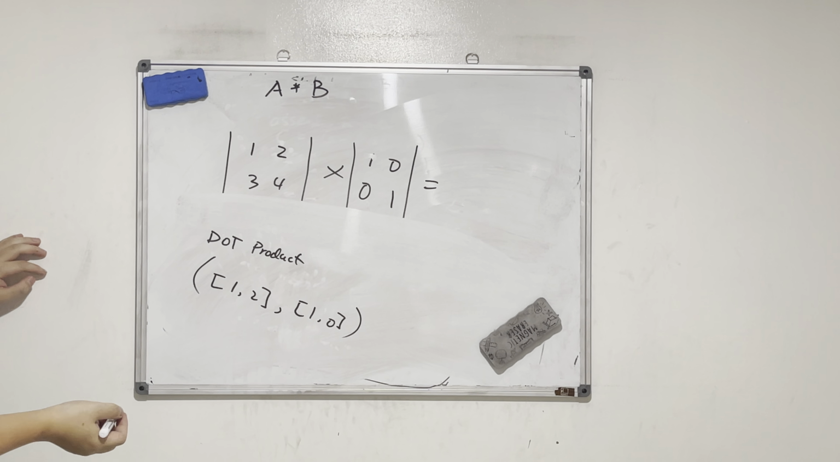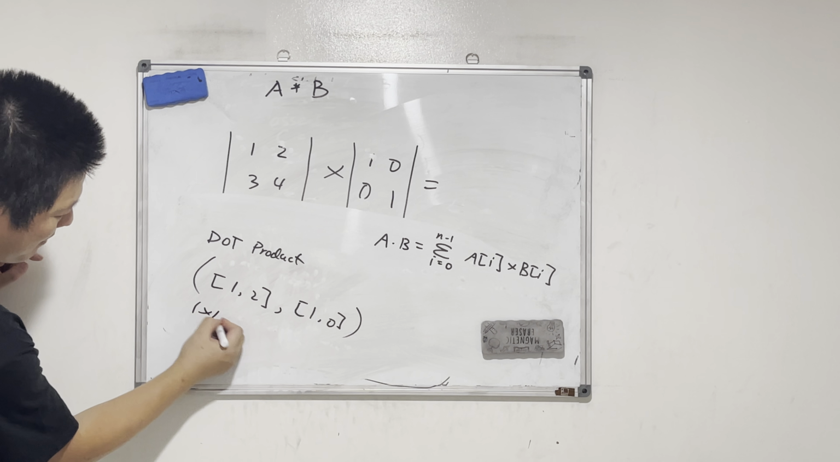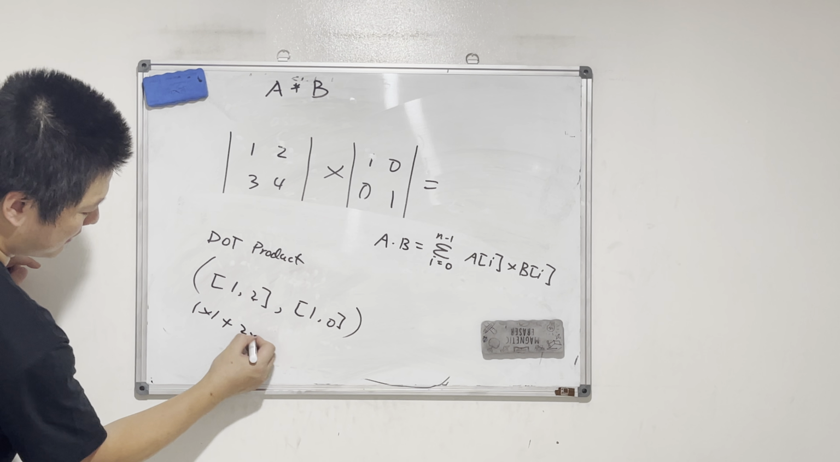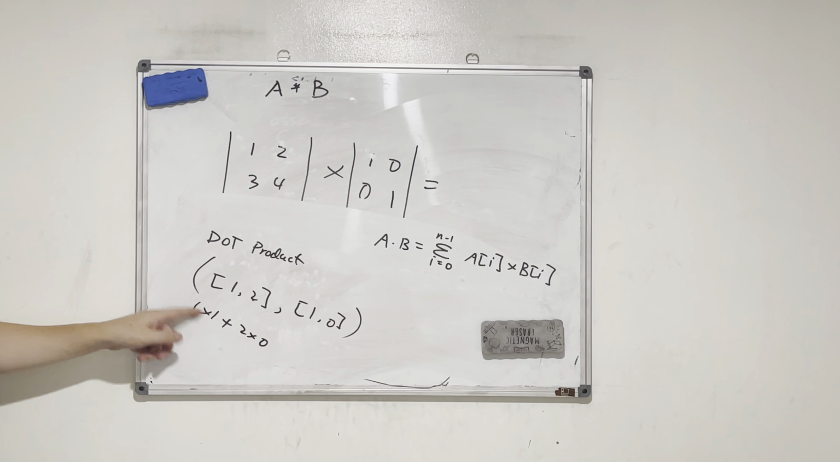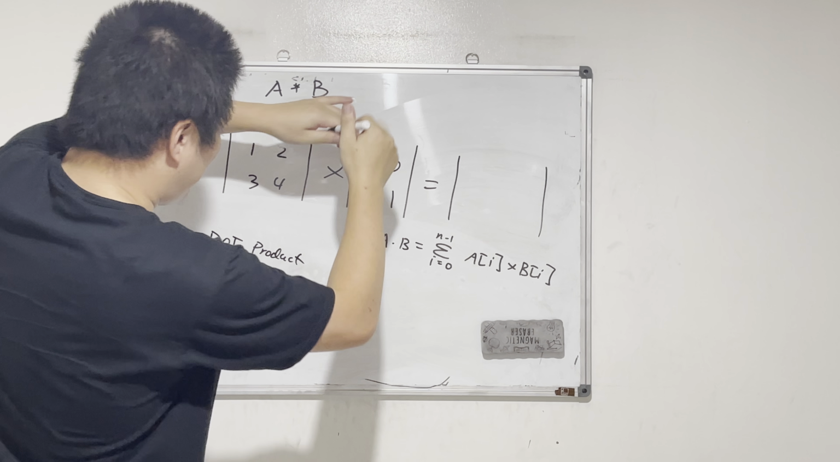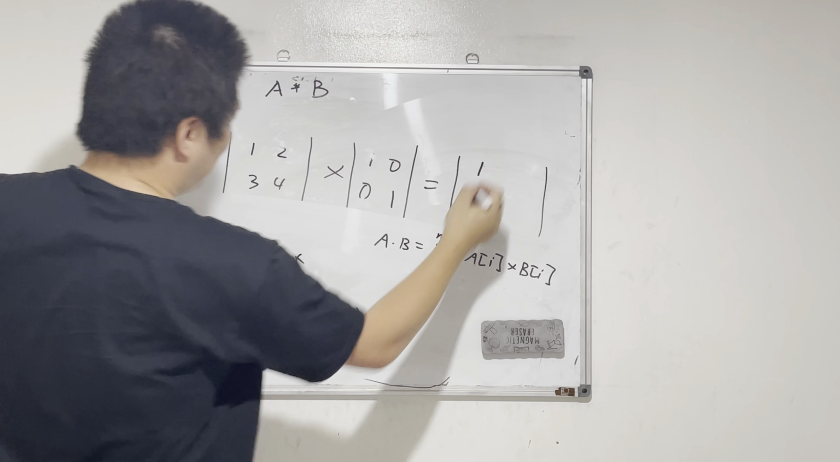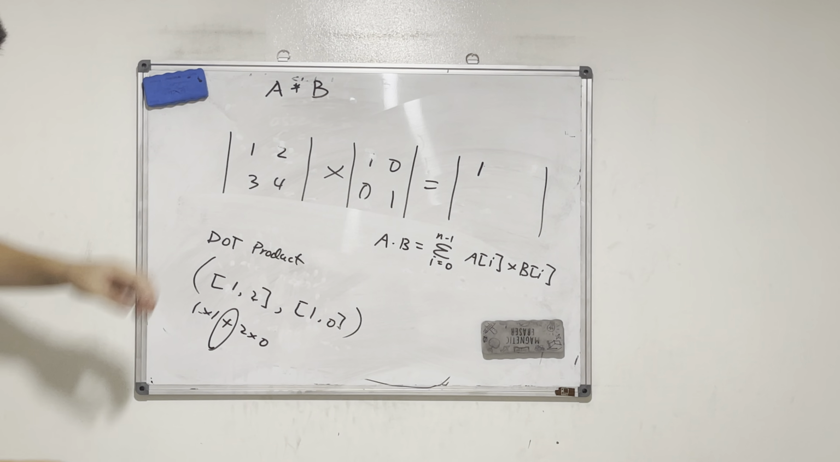So 1 times 1 plus 2 times 0 equals 1. You take this and this, you multiply them, and you add them all together. Look at my hand. The dot product, and then you put this answer here, which is 1, right? And how about the next one?